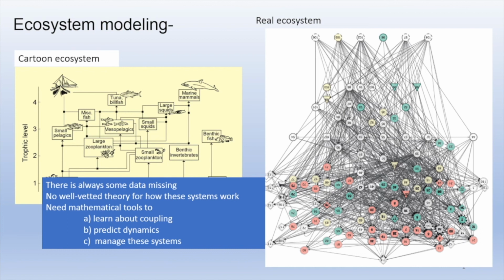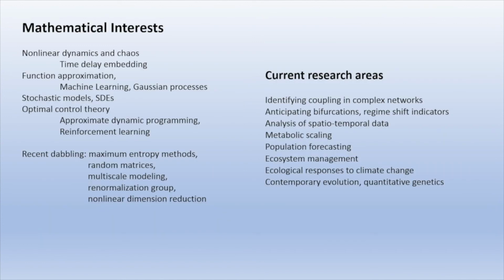And so there's clearly a need for mathematical methods that allow us to make inferences about coupling in this large, sparsely observed network, and to make predictions about future population sizes, and to guide management. My work makes use of a wide range of mathematical tools, primarily nonlinear dynamics and chaos, function approximation, machine learning, and optimal control theory. But I'm always on the lookout for other things that might help, and my recent dabbling includes maximum entropy, multi-scale modeling, and renormalization.